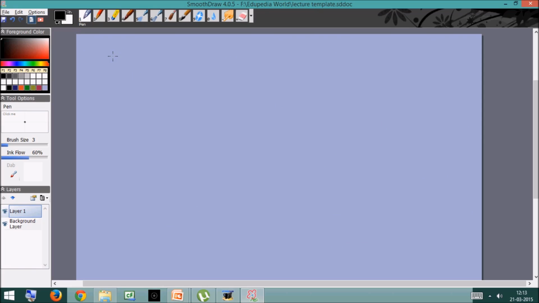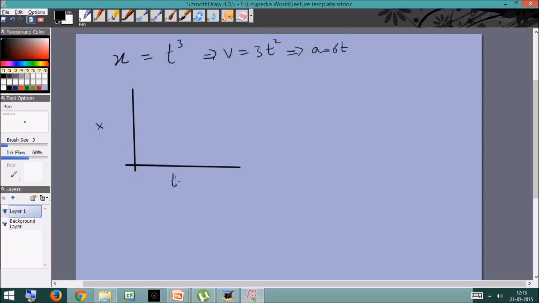So if I were given the position as a function of time, let's say x is equal to t cube, from that I can see that velocity is equal to 3t square, and from that I can see that acceleration is equal to 6t. But if we were to plot x as a function of time, the graph would be something like this.